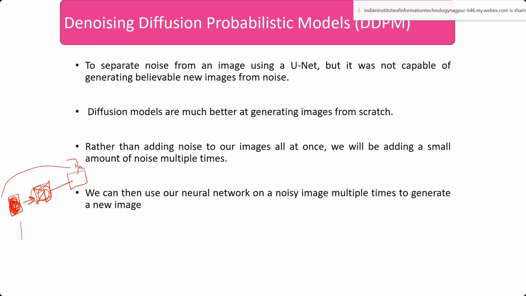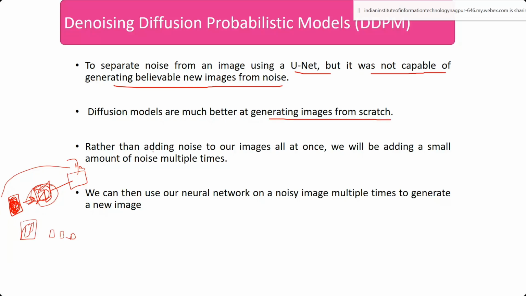So instead of adding noise at once, people thought of adding noise step by step, so that my neural network will properly learn to remove a small amount of noise each time. This is the idea behind DDPM, and the difference between U-Net and DDPM. U-Net could separate the noise from an image, but it was not capable of generating believable new images from the noise, because we are adding noise at once. Diffusion models are much better at generating images from scratch.